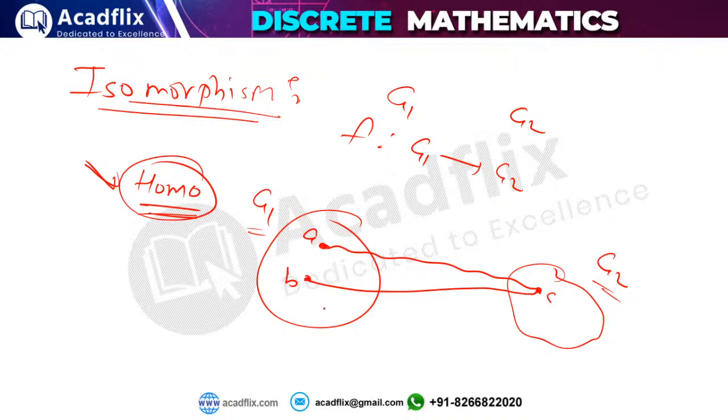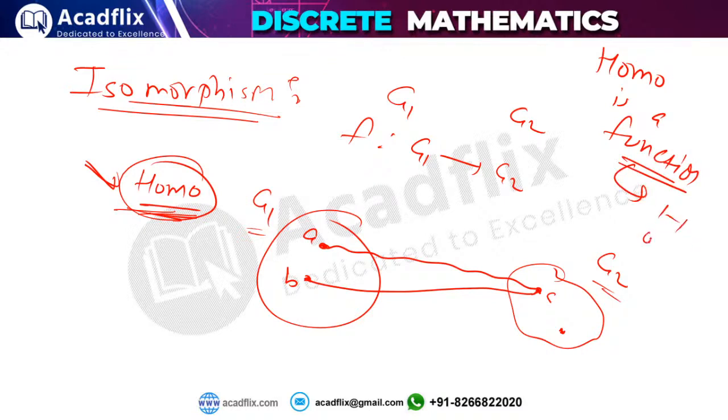Similarly, in homomorphism it may happen that some element of G has no image. Homomorphism is a function. Remember, homomorphism is a function. Now homomorphism need not be one-one, and it need not be onto. These requirements are not there when we study homomorphism.